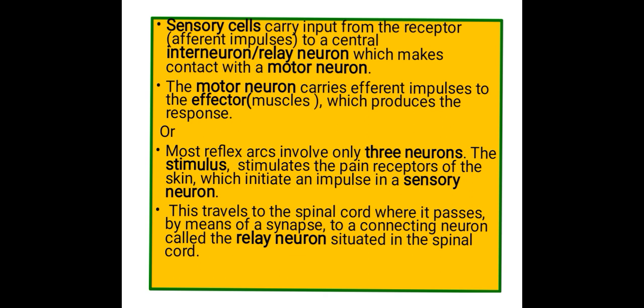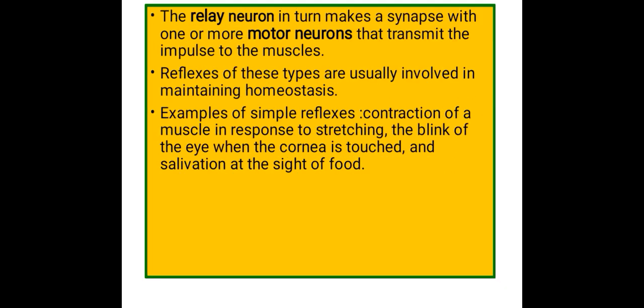The stimulus stimulates the pain receptors of the skin, which initiates an impulse in the sensory neuron. This travels to the spinal cord where it passes by means of a synapse to a connecting neuron called the relay neuron situated in the spinal cord. The relay neuron in turn makes a synapse with one or more motor neurons that transmit the impulse to the muscles. Reflexes of these types are usually involved in maintaining homeostasis.